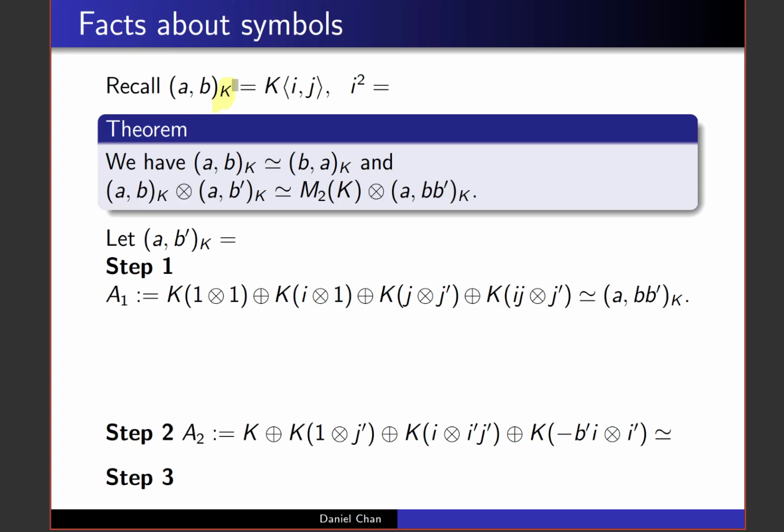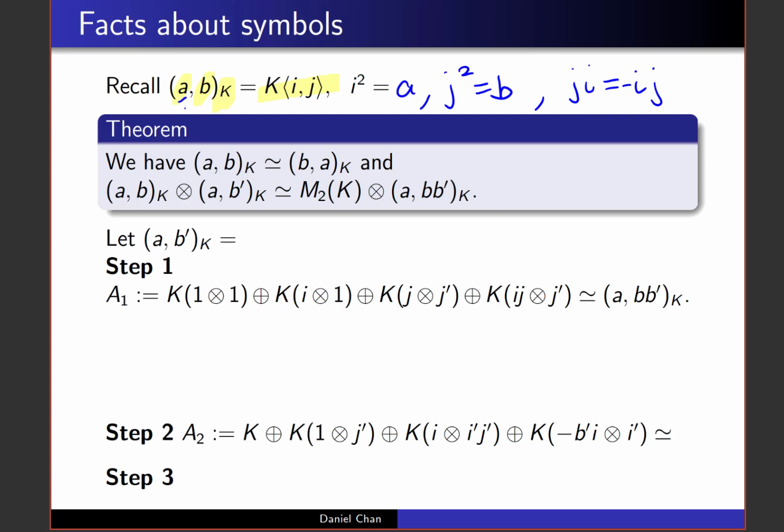So how do you actually get central simple algebras? One way is to look at quaternion algebras. Let's recall how that works. If you're given two non-zero elements A and B inside our field, you can construct a K-algebra with generators i and j. First, i squared is given by A, and j squared is equal to B. The key point is that the non-commutativity is given by the fact that these skew commute, so ji is equal to negative ij.